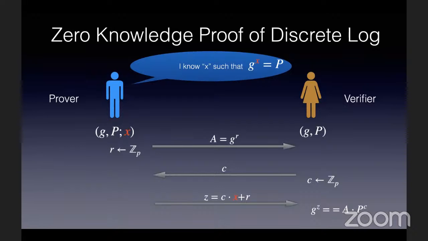So if the prover correctly sends the Z, we can see that the equation would hold. G to the power Z would be G to the power C times X plus R. Now we know that G to the power X is supposed to be P, so that becomes P to the power C, and G to the power R is what the prover sent initially, that is A. So that should equal A times P to the power C. So on the next slide, let's dissect this.